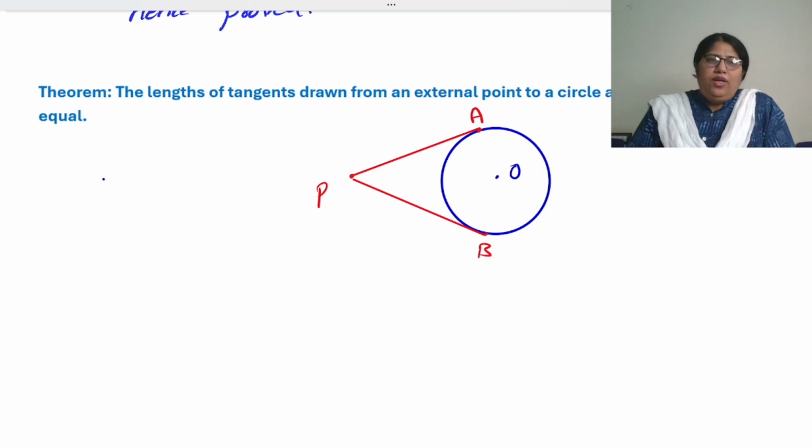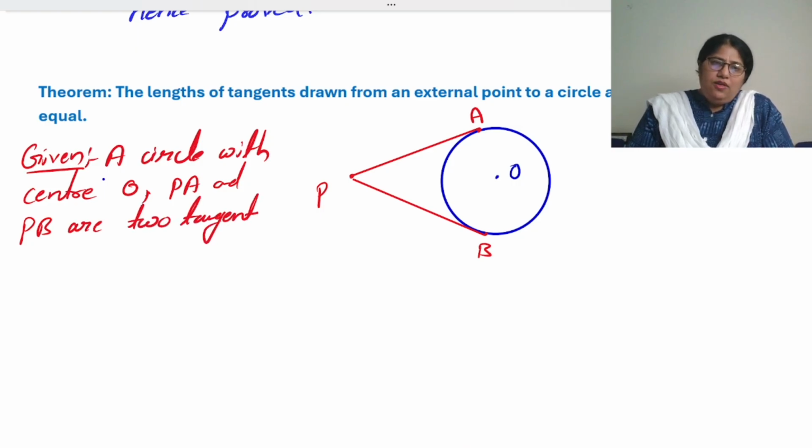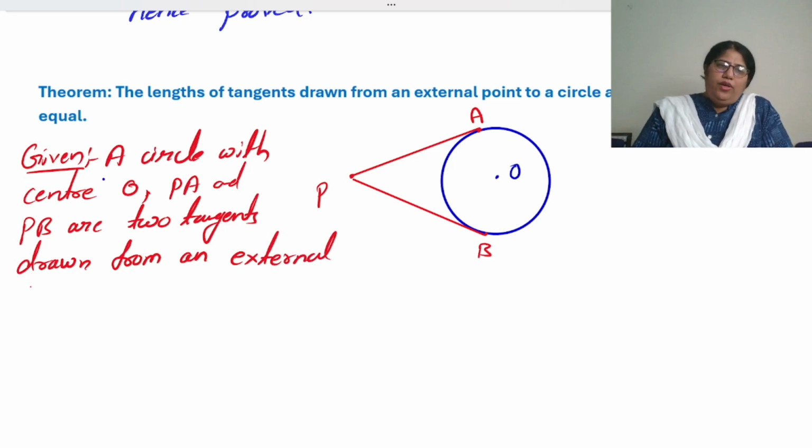Okay, so here what can I write? What is given? A circle with center O, then PA and PB are two tangents drawn from an external point P, right? This part is only given.